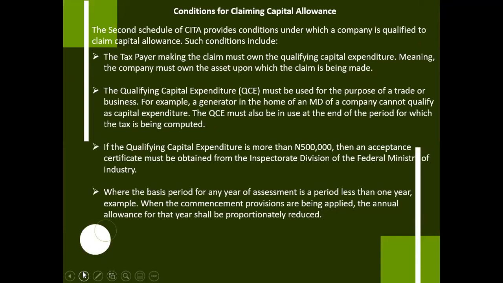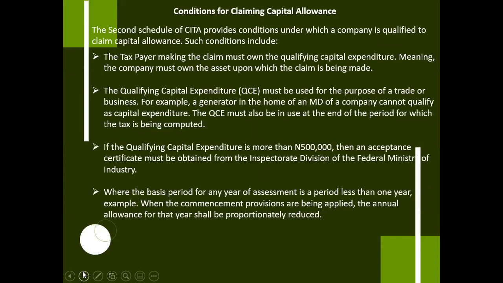Now we need to look at the conditions that must be met before a company can be granted this relief. One, the taxpayer making the claim must own the qualifying capital expenditure. For capital allowance to be granted, I must be the sole owner of the asset. I cannot lease an item, or rent an item. A good example is a building. If I rent a building for business purposes, the rent cost should be passed as an expense and is allowable. But because I do not own this building, I cannot charge depreciation on it. It's only the rent that will be passed as an expense and is allowable for tax purposes. So for any asset to enjoy capital allowance, it must be owned by the company making the claim.